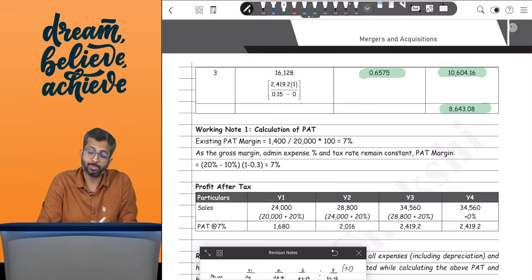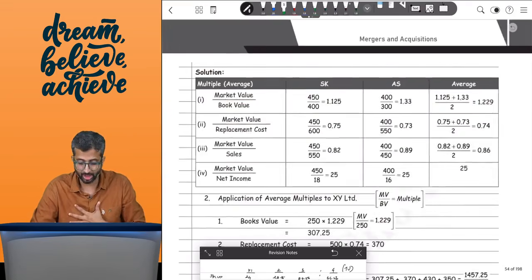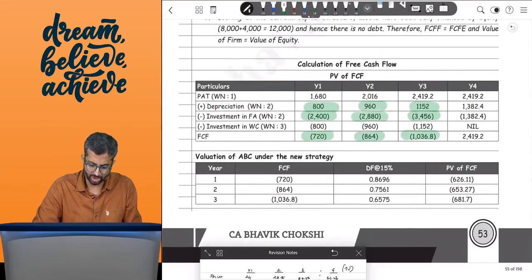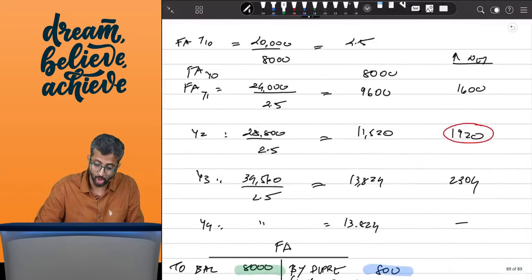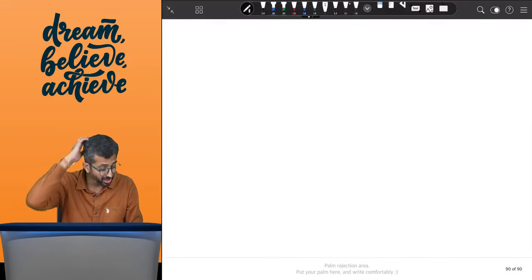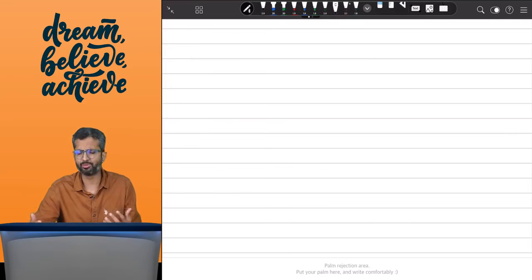However, the company would still have value under the existing strategy. Well, under the existing strategy, probably there would be no sales growth. So this will continue to be 20,000 up to perpetuity. Profit will continue to be 1400. There will be no change in the profit. So if I were to find a value of my company under the existing strategy, I will say my PAT will be, for example, 1400 only.